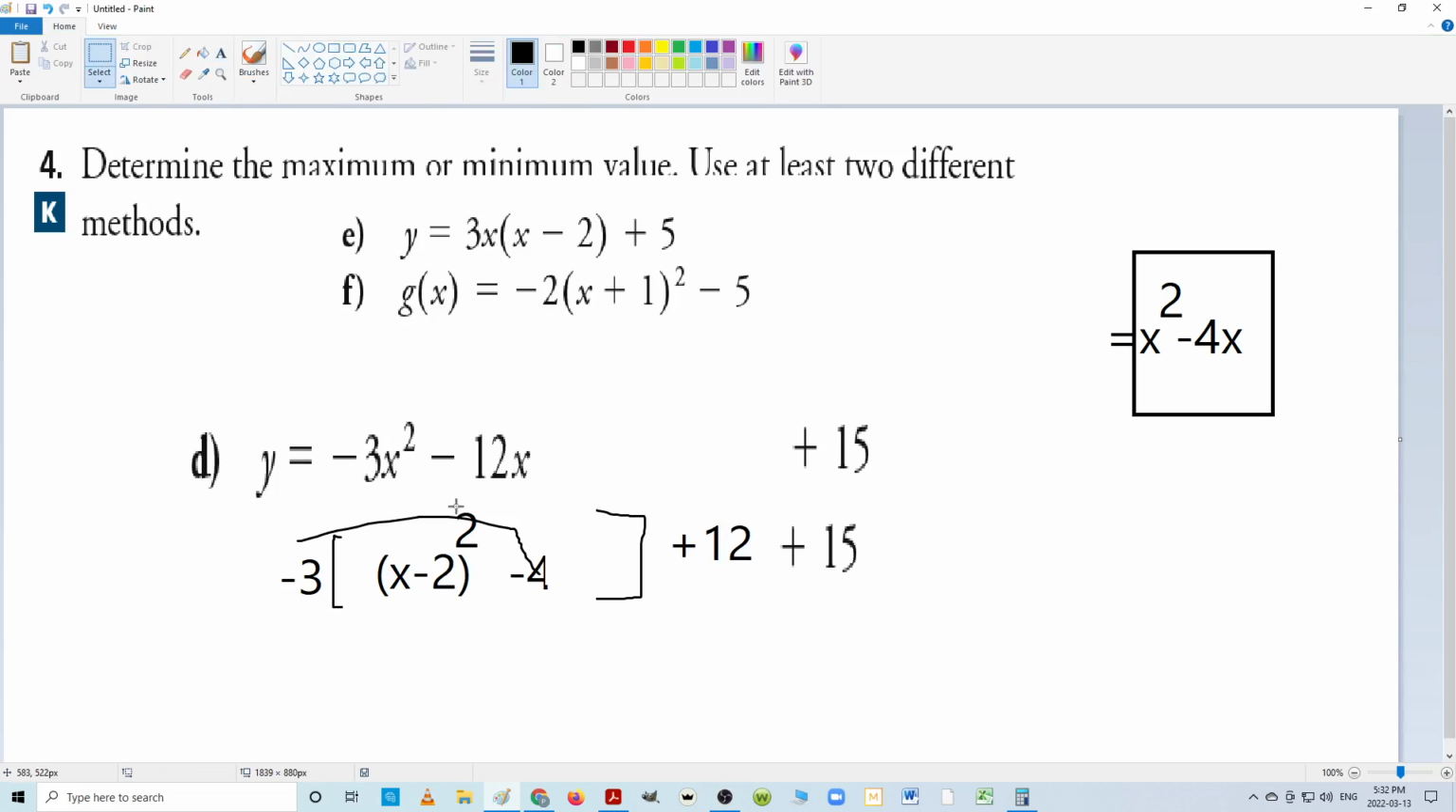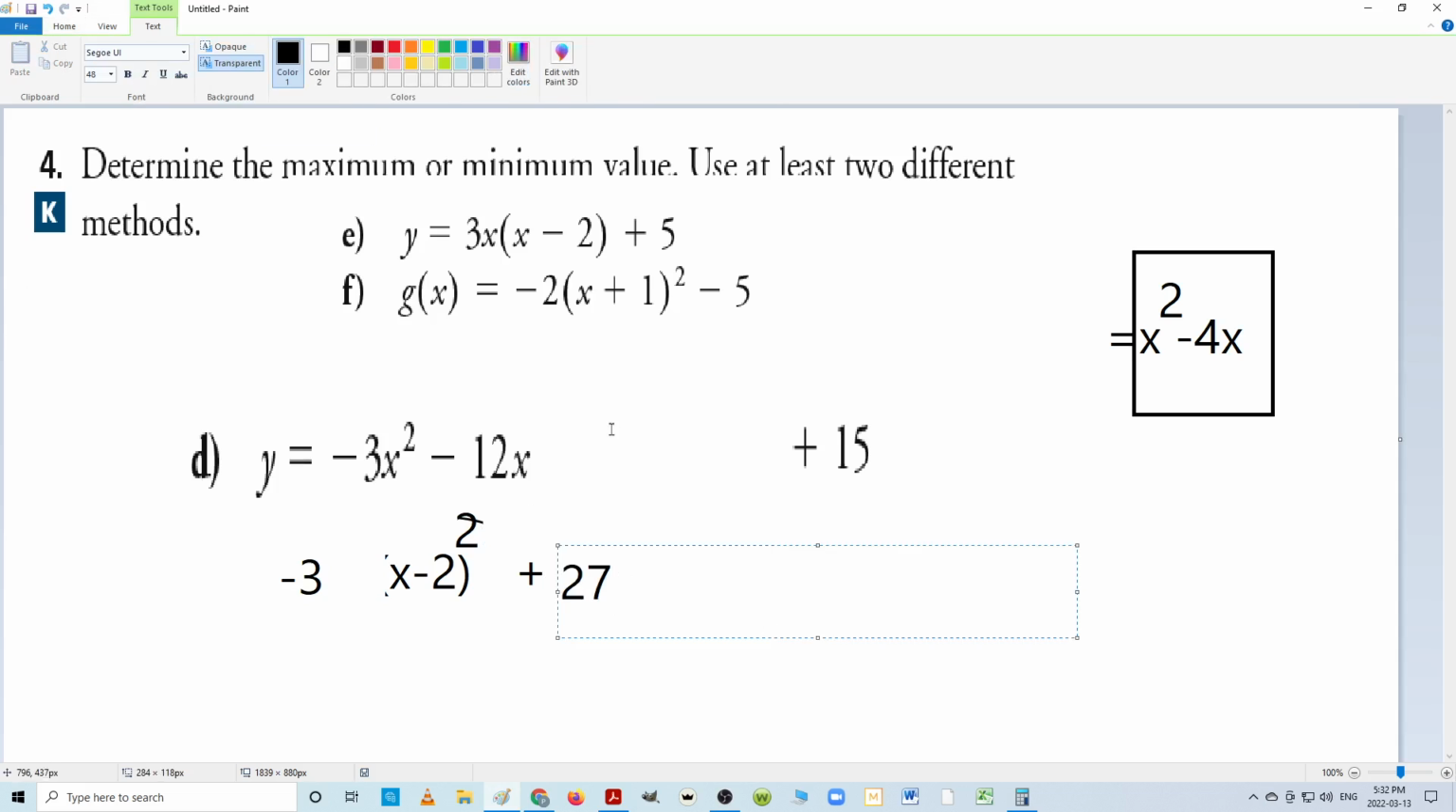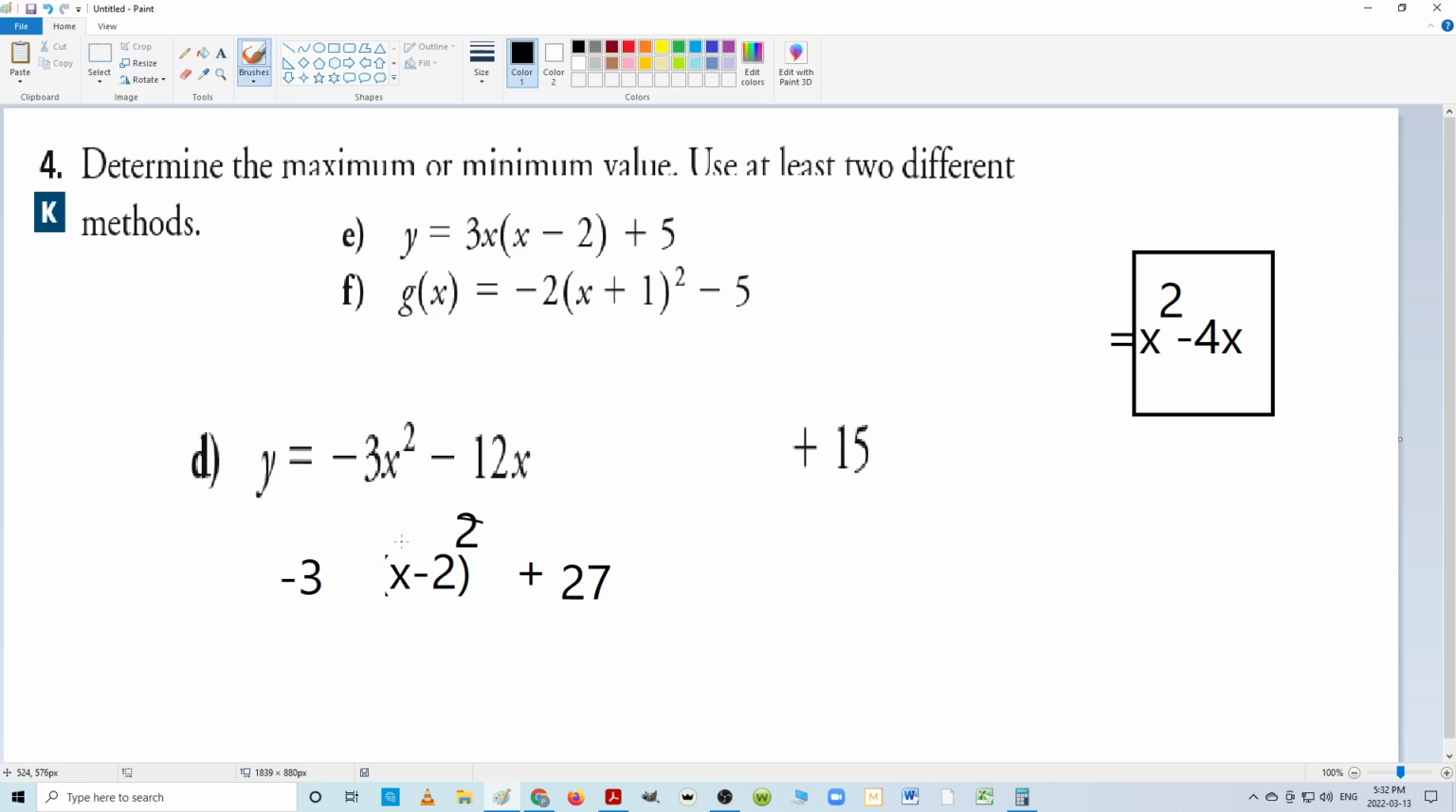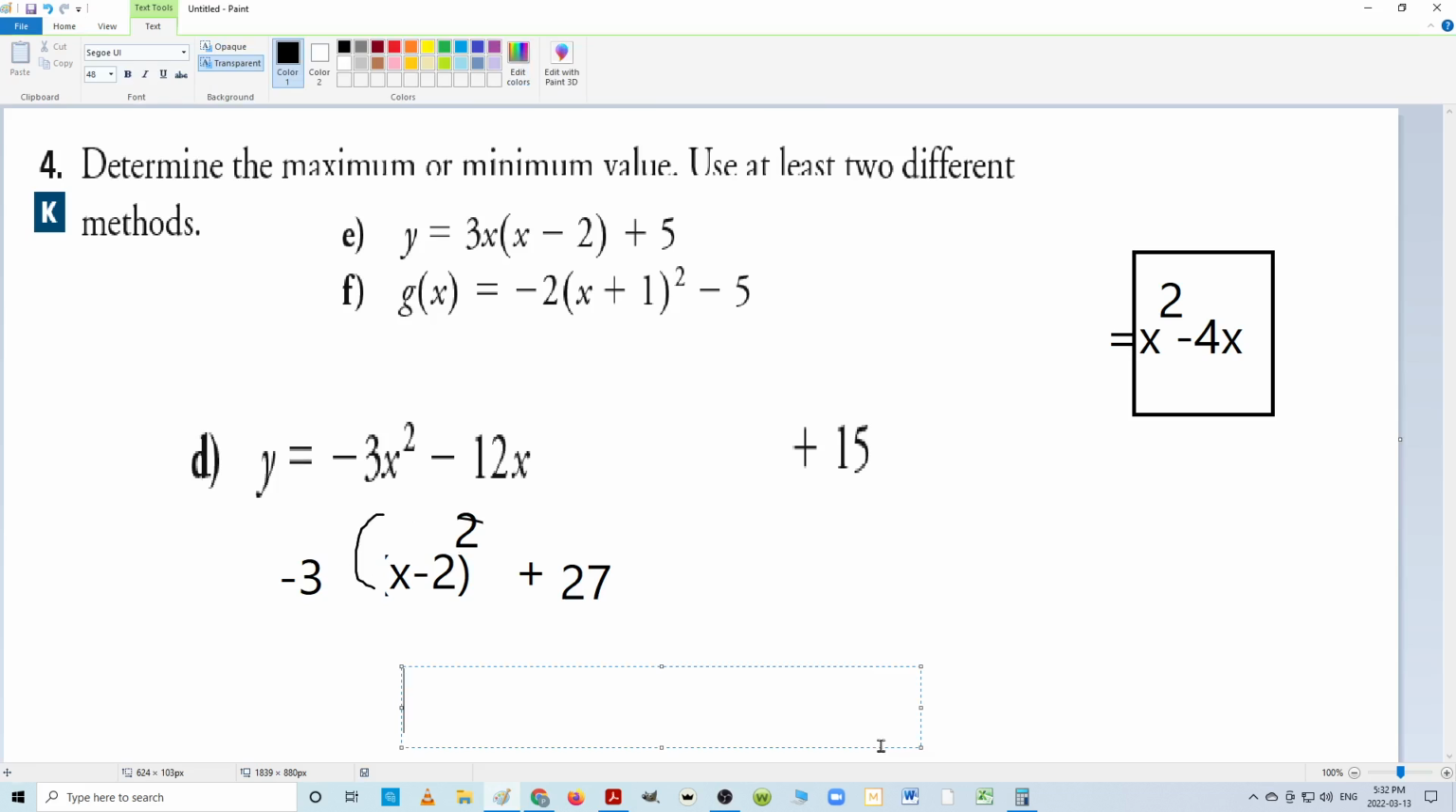But I do effectively get rid of it and the brackets when I do that, which leaves me with most of what I want. But outside I can see I don't want plus 12, I just want one number, plus 12 plus 15 plus 27. Which tells me, especially when I put the proper bracket back, that the vertex of this is plus 2, comma 27. And it's a max because it's facing downwards.